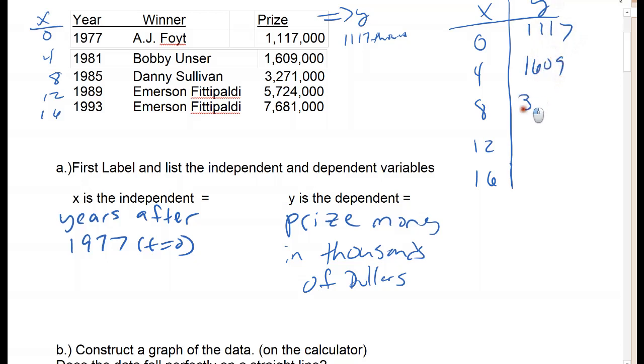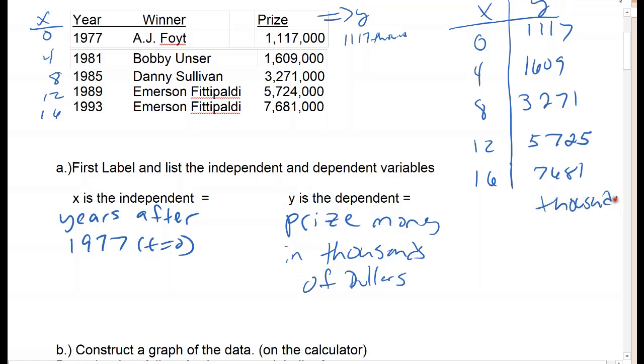Like I said, you could leave it, you would just have to make your window much bigger than what I'm going to make my window. But these are in thousands. So 1,117 thousand does represent a million, right? 1,000 thousand is a million. And those are the x and y values I'm going to use.